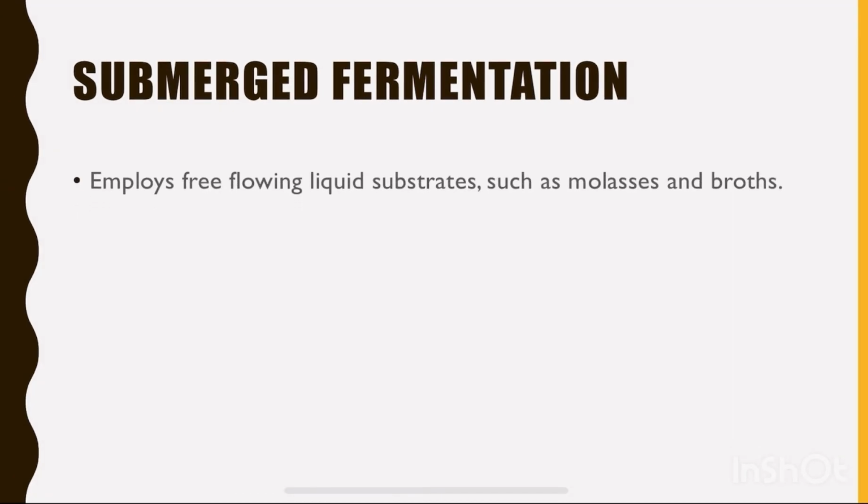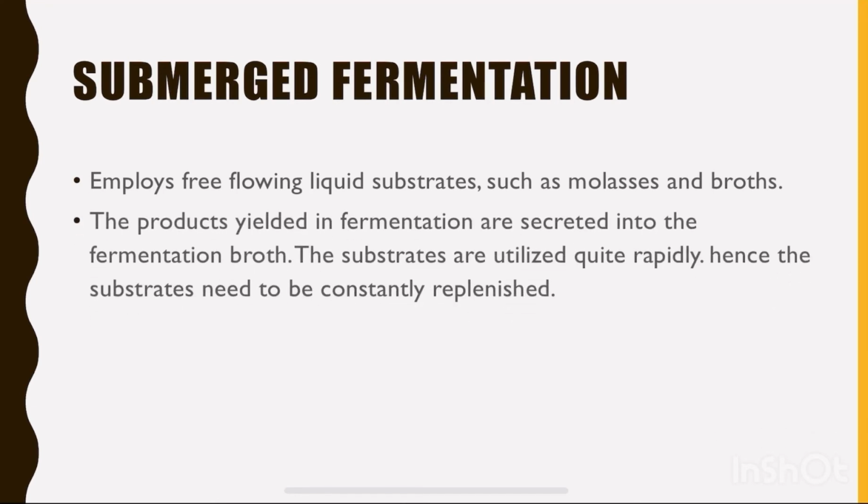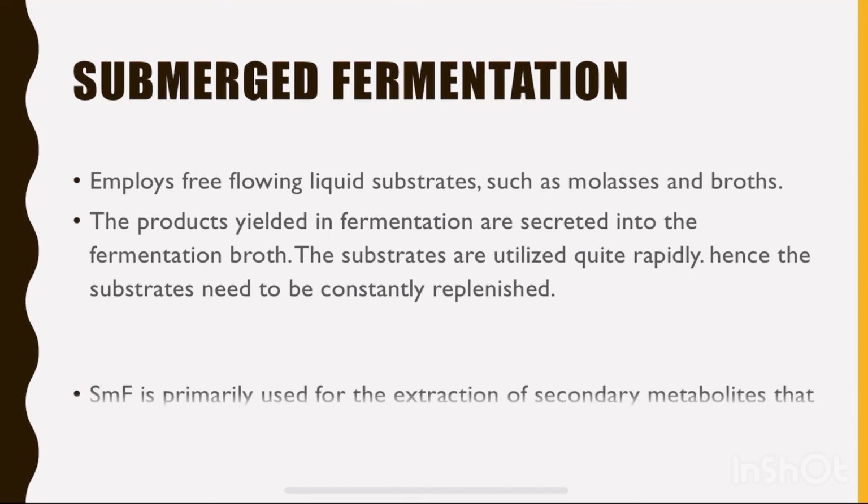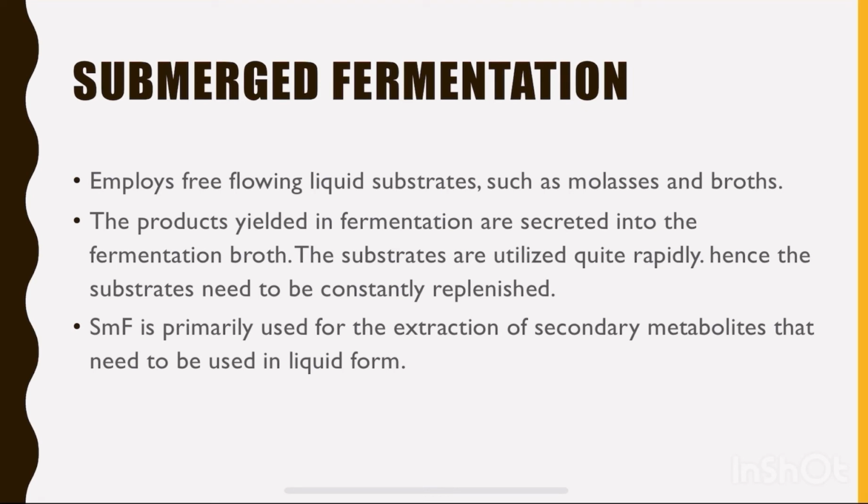Submerged fermentation employs free-flowing liquid substrates such as molasses and broths. The products yielded in fermentation are secreted into the fermentation broth. The substrates are utilized quite rapidly, hence the substrate needs to be constantly replenished. SMF is primarily used for extraction of secondary metabolites that need to be used in liquid form.